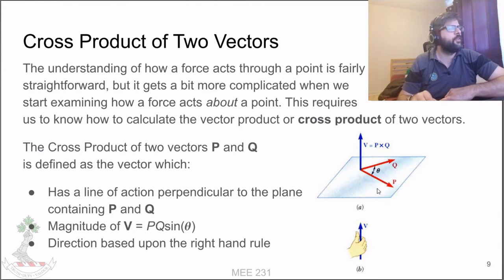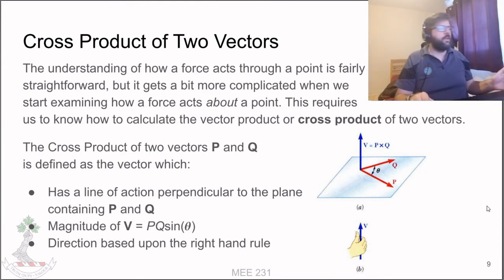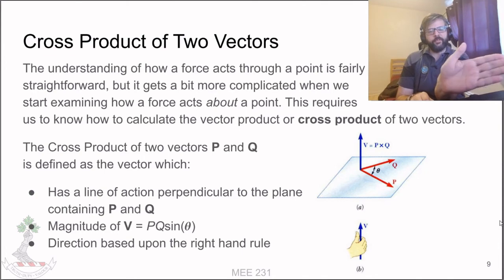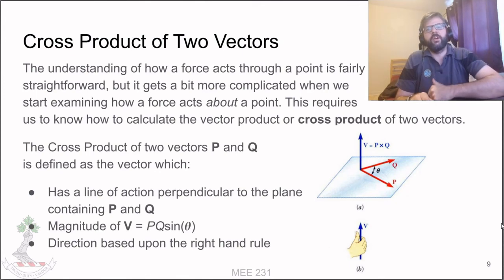And then it has a directionality. The directionality is based upon the right-hand rule. So basically, if you curl your fingers from the first vector towards the second vector, the cross product will be oriented in line with your thumb. So essentially, P cross Q, your fingers curl around there, gives you V.